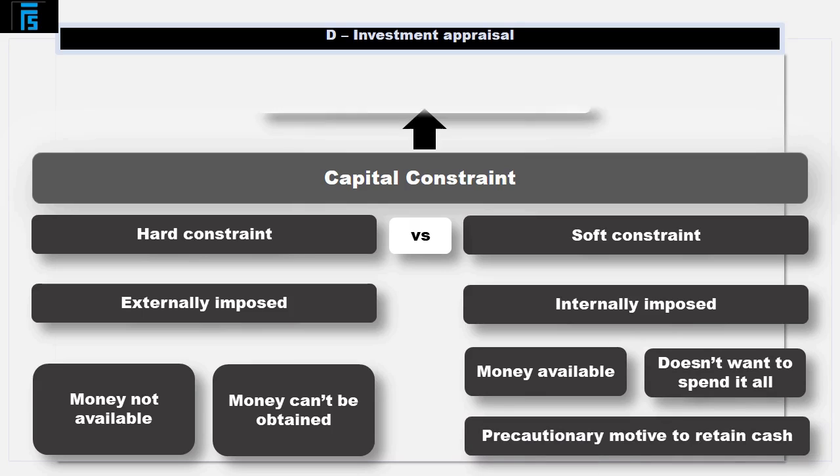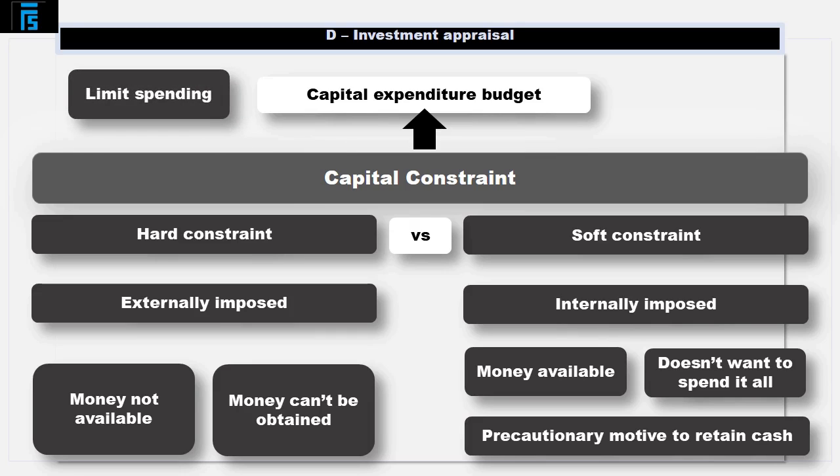Often, businesses put together a capital expenditure budget to limit their spending on capital expenditure. This isn't to say that if they spent a little more than that, the business will be in financial difficulty. It's just that the company may not want to spend every last penny it has on new projects. To be honest, whether the capital constraint is hard or soft doesn't change the numbers. Either the money's not there, or it is there and the company doesn't want to spend it.